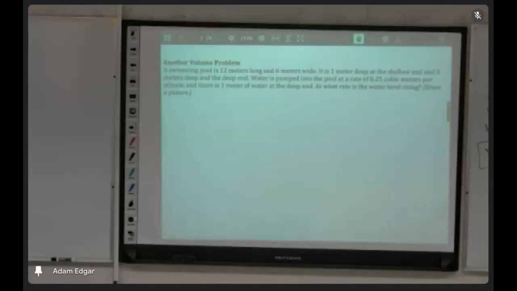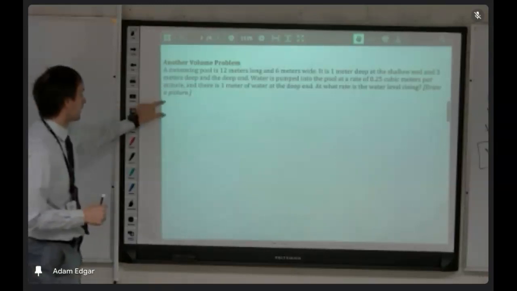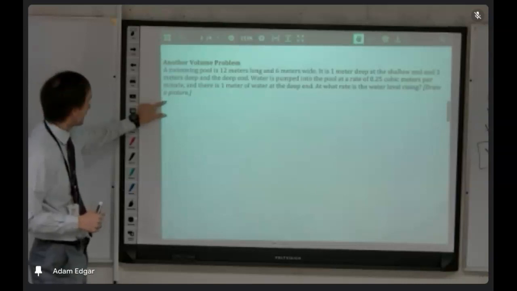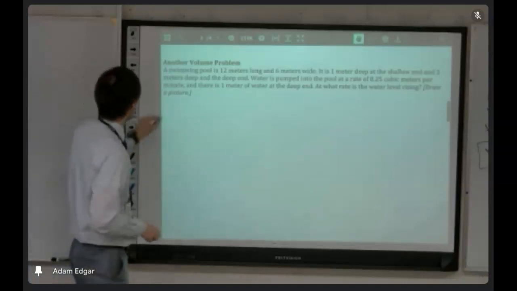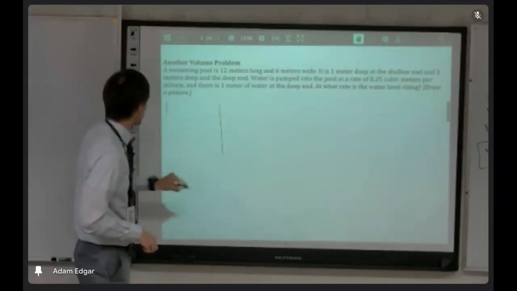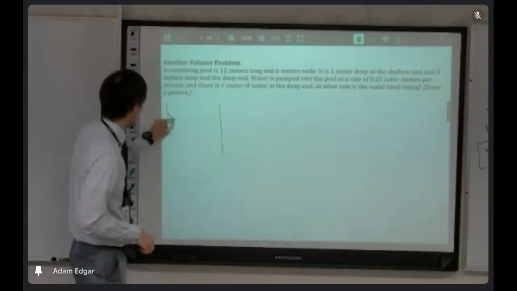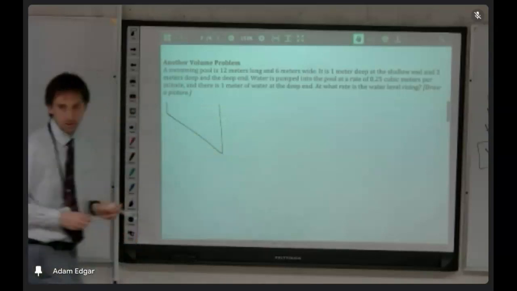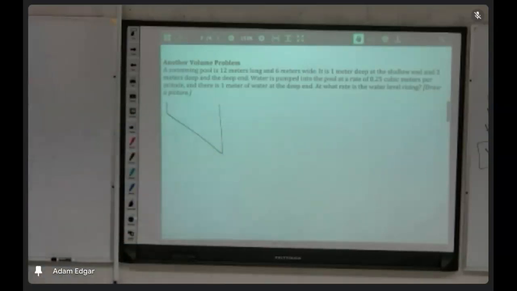Yeah, kind of. But at the shallow end, because it's 1 meter deep, you should have a height. So there should be a janky triangle. So you have 1 meter and then 3 meters, and then kind of going down like that. Right? So what kind of triangle did you say it is? A janky one. Yeah, like really funky.